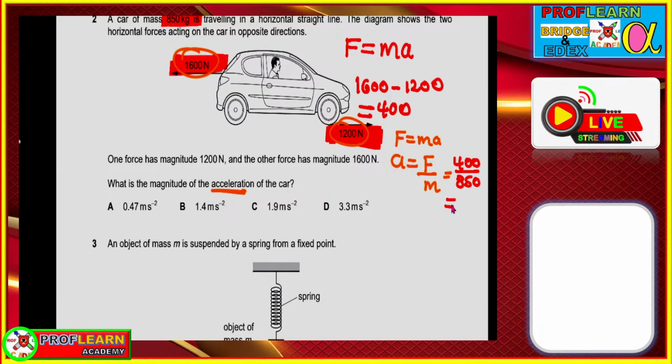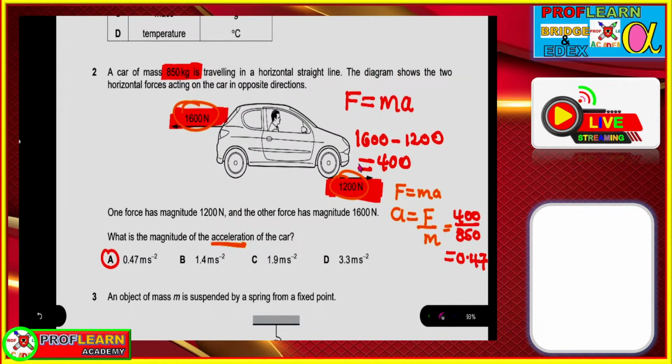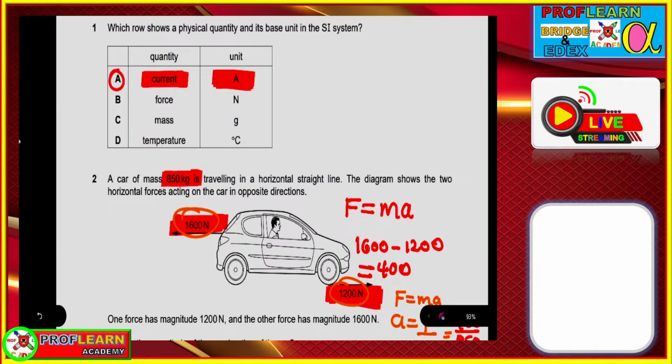So we need to work this out. We are going to get 0.47, and that is going to be option A. So that is what you are supposed to do in this particular question. But the most important part is for you to ensure that you remember this formula: force is equal to mass times acceleration.